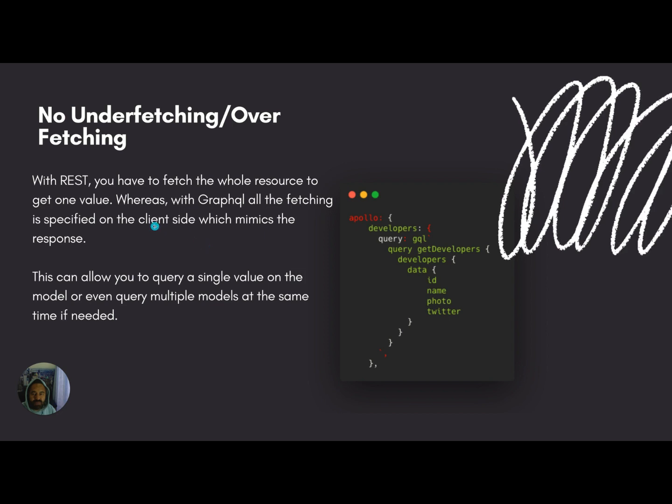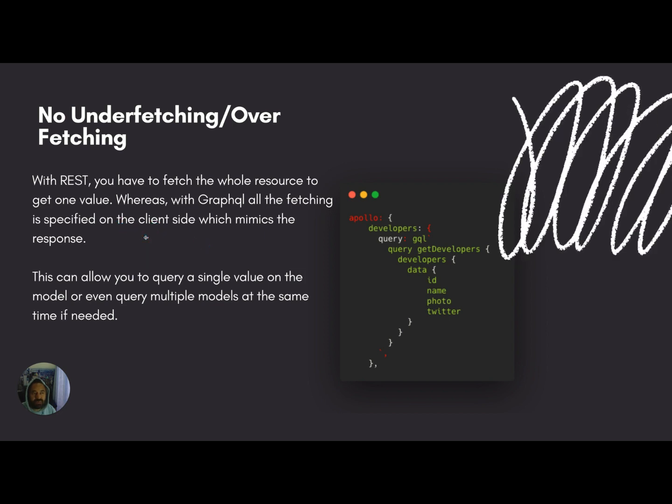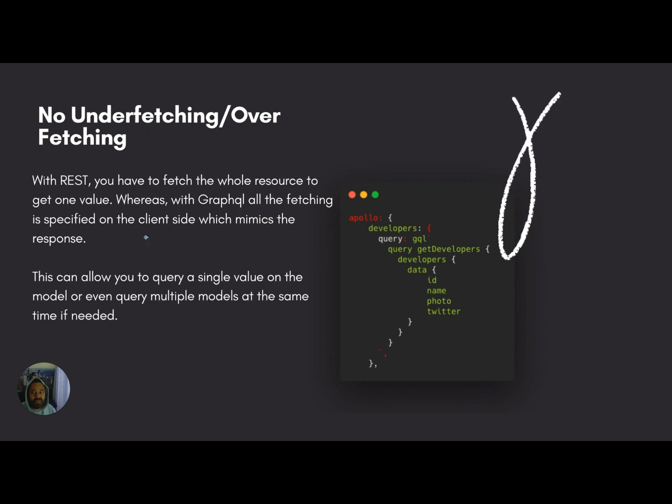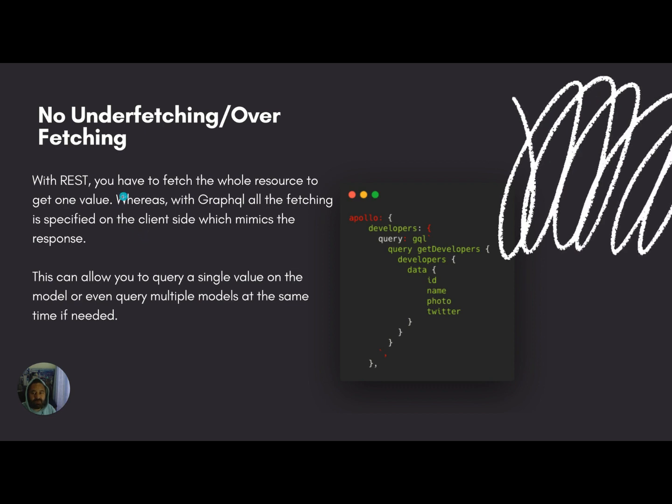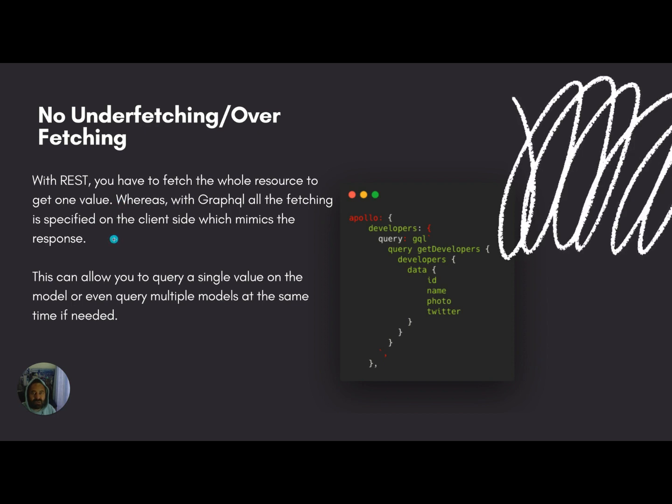There's no underfetching or overfetching. So with REST, you have to fetch the whole resource to get one value. There are these user models which some of the people call God models. The reason is they are really big. So for example, there might be 25 or 30 attributes on a user model.